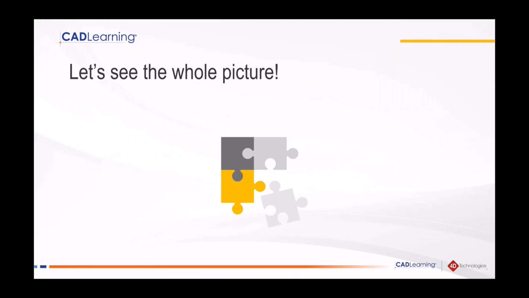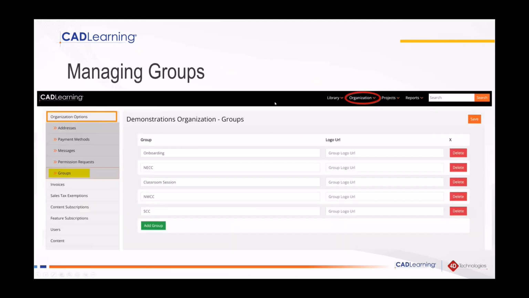So let's take a look at the whole picture. I am going to show you live, but just to get an idea of the functionality first, we're going to go through a couple pictures. Managing groups now has its own dedicated page. So from the organization menu, under organization options, where you probably haven't been too often unless you put messages out, there is a new area for groups.